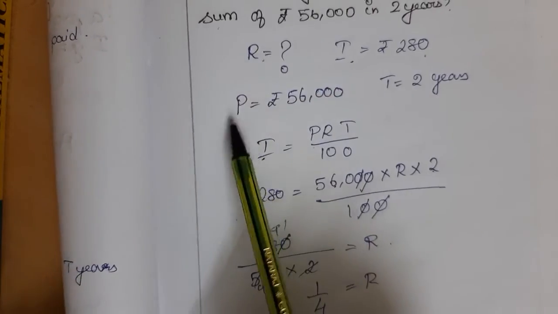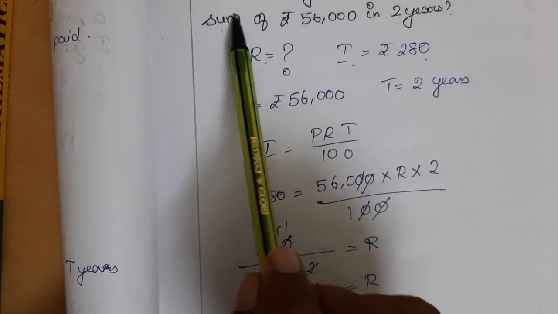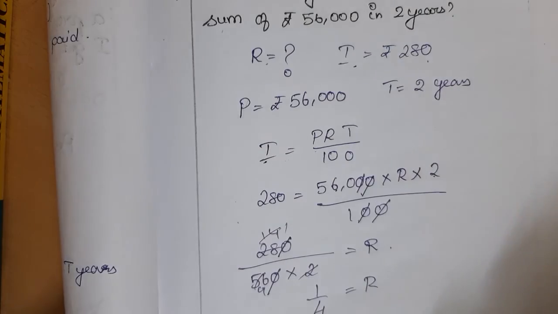And before applying the principal, you have to check whether it is given as principal or amount. It's given as a sum, which means the amount we borrowed will be represented as the principal P.